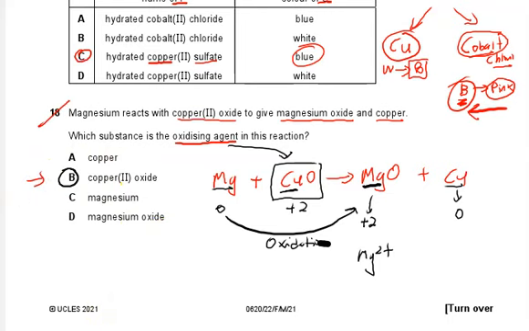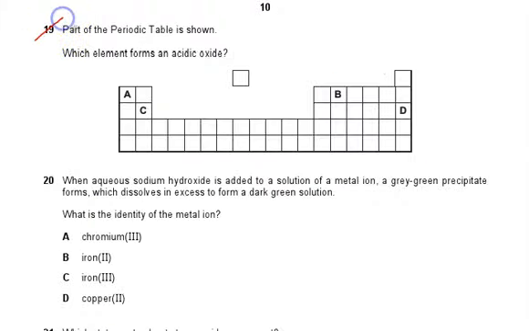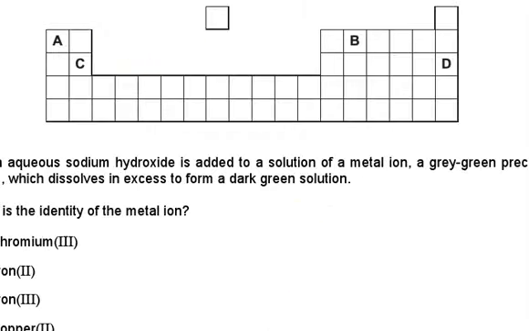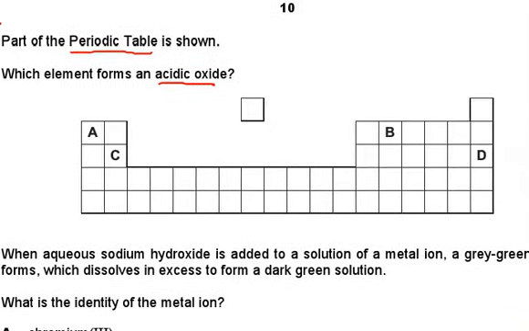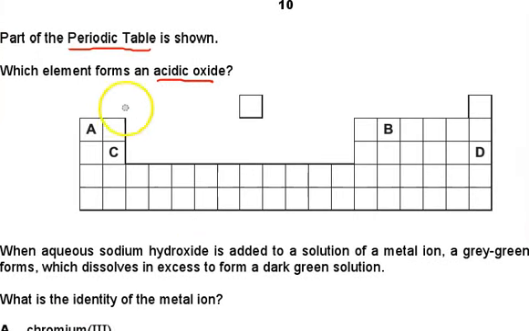Now we go for number 19. For number 19, part of the periodic table is shown. Which element forms an acidic oxide? This one is interesting because every year they ask this type of question. So here, this is group 1 and 2. The oxides of group 1 and 2 form alkaline or base.